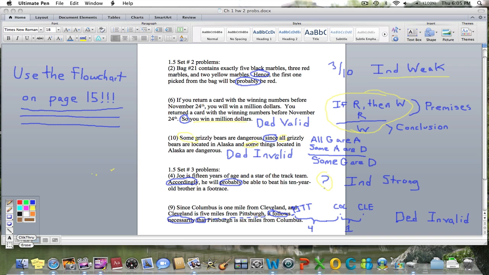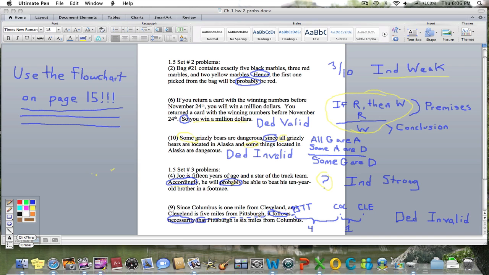We've got Joe's 15 years of age and a star of the track team. Accordingly, which is a conclusion indicator word, tells us that the conclusion is he will probably be able to beat his 10-year-old brother in a foot race. Sounds plausible, and it should. That's why we're going to say that it's inductive strong.